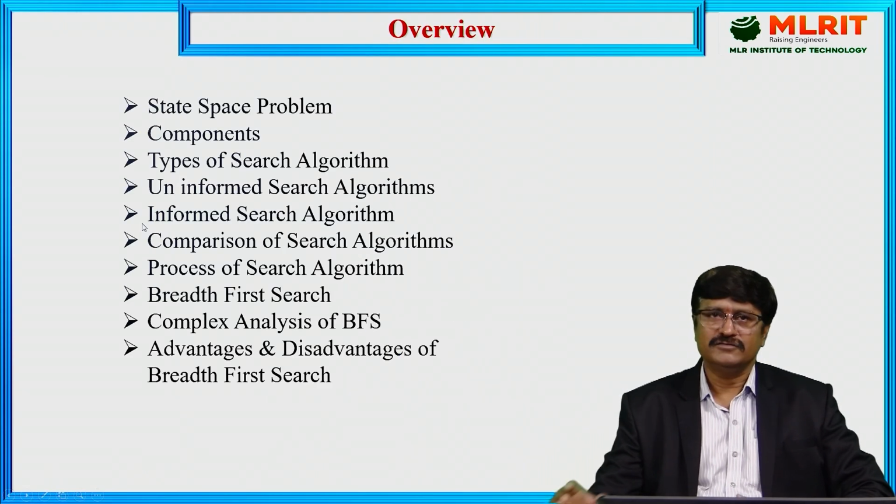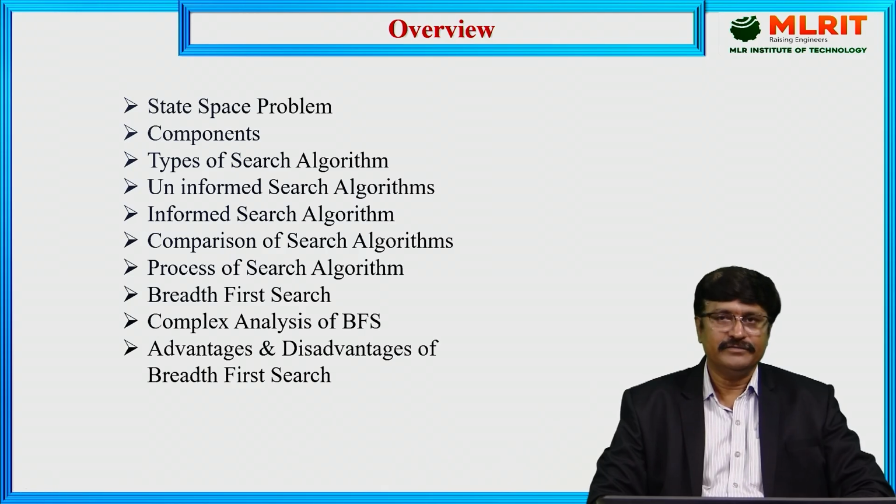And in the last class, I covered AI agents and their environment. Today, I am going to cover the state space problem and its components, the types of search problems, uninformed search algorithms, informed search algorithms, a comparison between them, and how the process goes on in a search algorithm. And one of the search algorithms I am discussing in today's class.